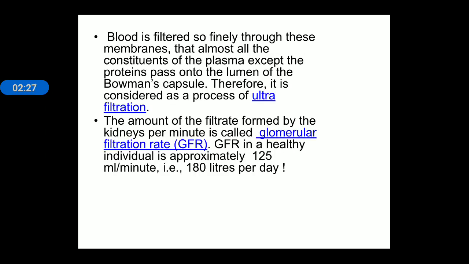Blood is filtered so finely through these membranes that almost all the constituents of plasma except protein pass into the lumen of Bowman capsule. Means all the substances present in blood are mainly filtered out inside the cavity or space of Bowman capsule. Therefore it is considered ultrafiltration, and the amount of filtrate formed by the kidney per minute is called glomerular filtration rate, that is GFR.